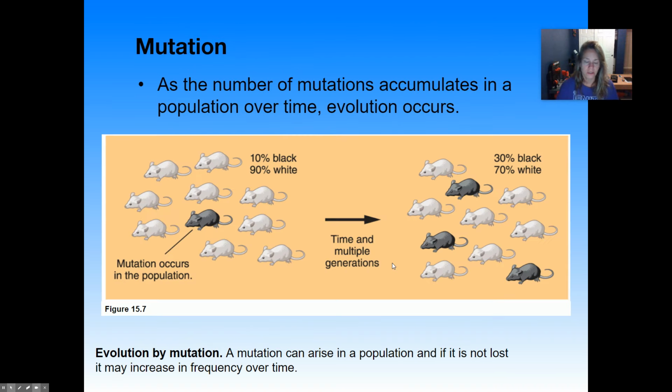All right, so mutations. So here we've got this little black mouse, and there's a mutation. He has black fur. All the rest of the mice have white. It's not really hindering him. He's not getting eaten more often. It's not hurting him. And so it's a mutation that's just a mutation. And so now all of them reproduce, and now those traits are more abundant.